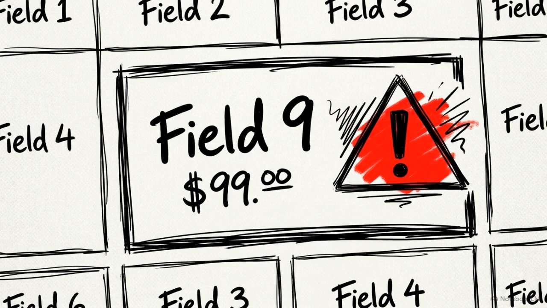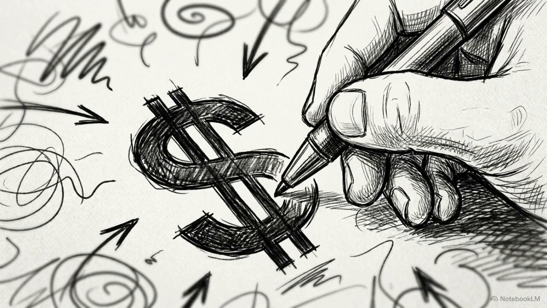The human operator must always dictate the final proposed price. The AI drafts the context and the scope, but it never sets the number.